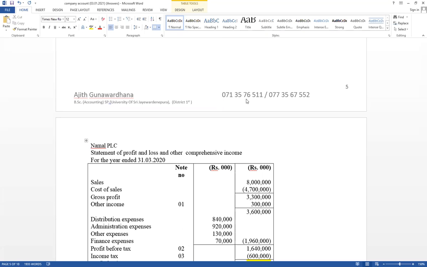As well as I have discussed how to prepare a statement of profit and loss and other comprehensive income, and statement of changes in equity. Next I will discuss the statement of financial position.